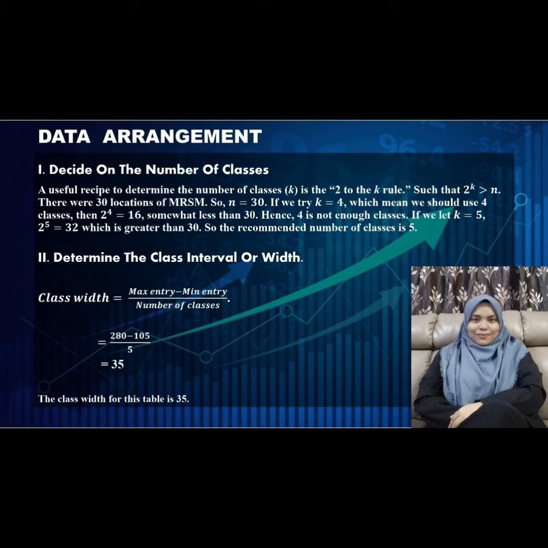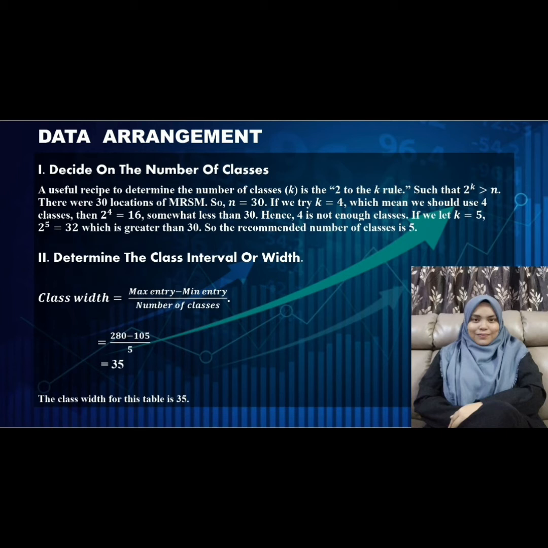If we try k equal to 4, which means we should use 4 classes, then 2^4 equals 16, somewhat less than 30. Hence, 4 is not enough classes. If we let k equal 5, 2^5 equals 32, which is greater than 30. So the recommended number of classes is 5.